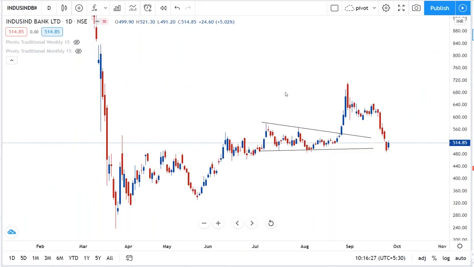I have one more example, IndusInd Bank. Just see the consolidation from June to August, and just one breakout, and in 3 days, it gave 25%. If you're not ready, can you think you can catch this breakout?